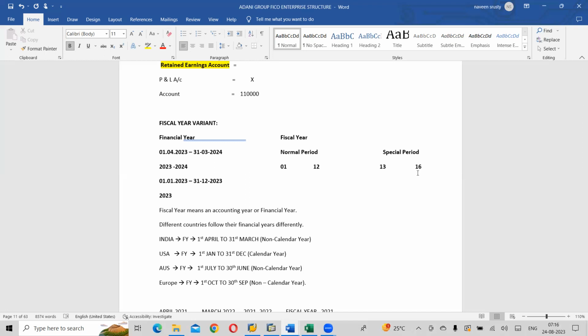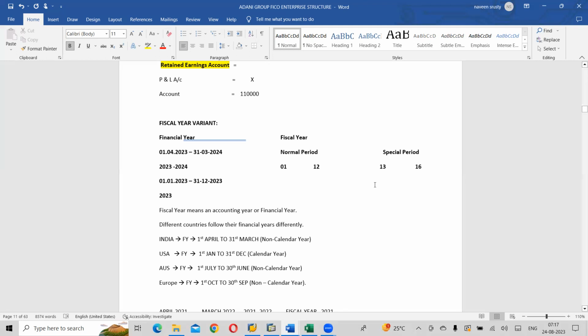So they may ask you, what is the purpose of special period? Special periods are nothing but to record the adjustment entries. What do you mean by adjustment entry? We close our books of accounts in normal periods and submit our books to the auditor, and after that whatever transactions have taken place have to be adjusted in this particular fiscal year. So that will be tracked in the special periods. Clear, everyone? Yes, sir. Clear, Naveen.